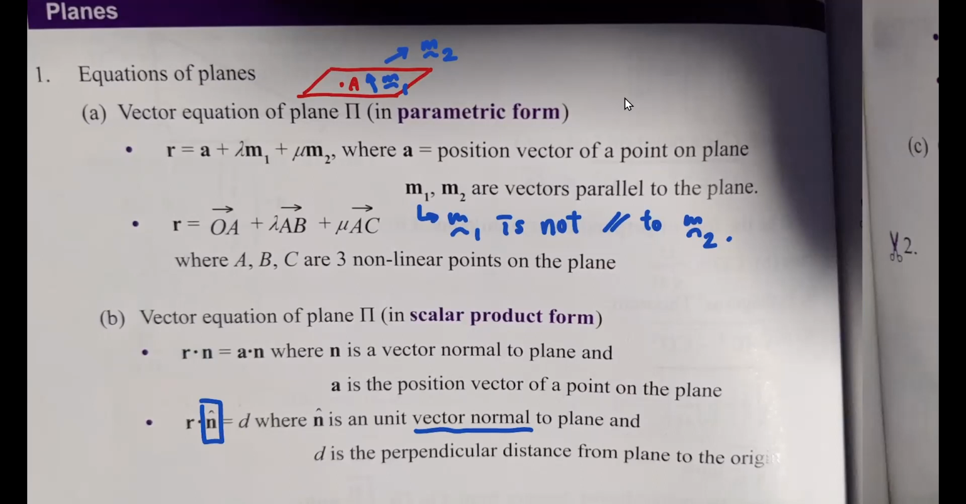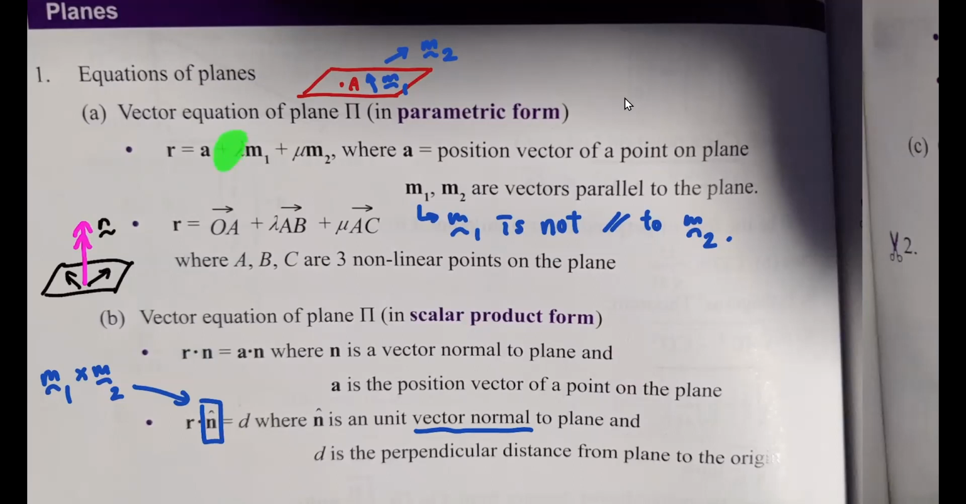How? Remember? The cross product. Very good. So this will just be your vector M1 crossed with vector M2. If it's M1 here and M2 there, the resulting vector after you cross using the right hand rule will be this vector. That's your normal.